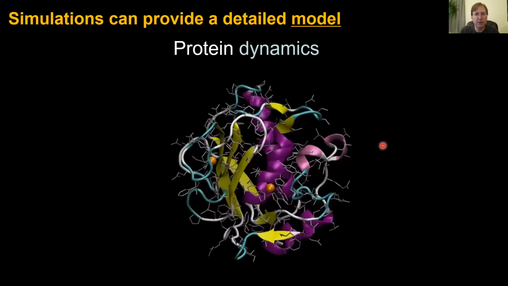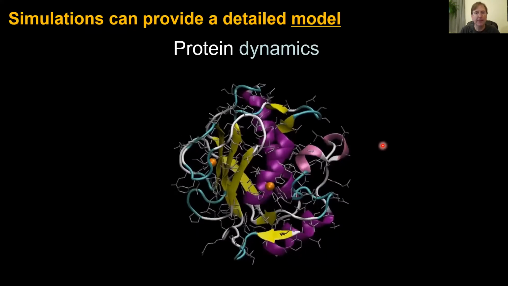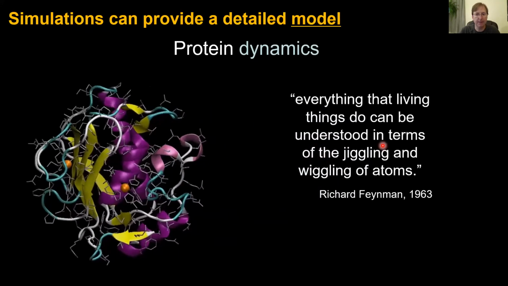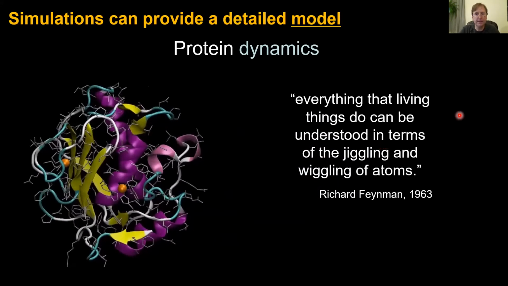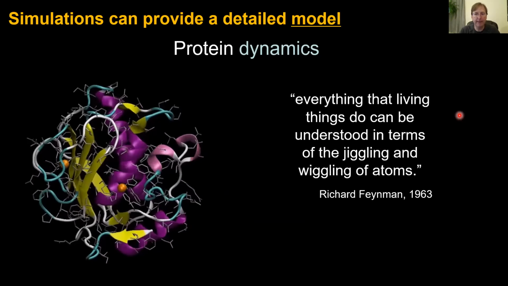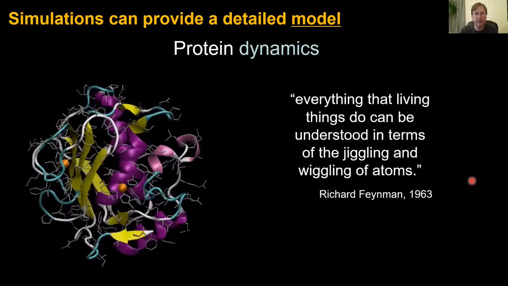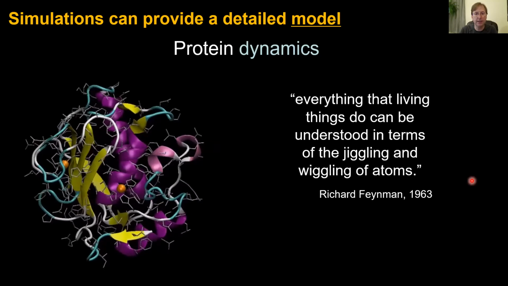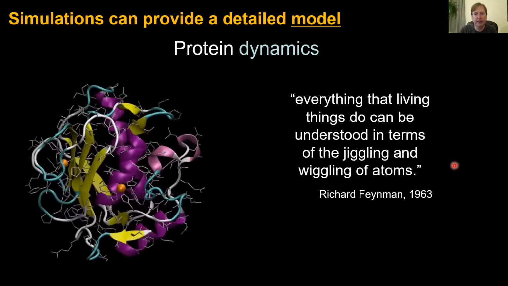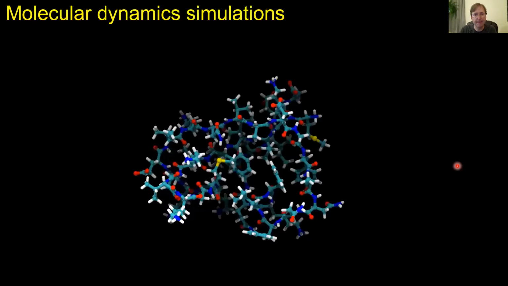With our simulations, we think that we can add this information in about dynamics and flexibility, and as the Nobel Prize winning physicist Richard Feynman said, everything that living things do can be understood in terms of the jiggling and wiggling of atoms. And so that's the goal of our simulations, is to understand flexibility and mechanics. How does this work? These are called molecular dynamics, or MD simulations.